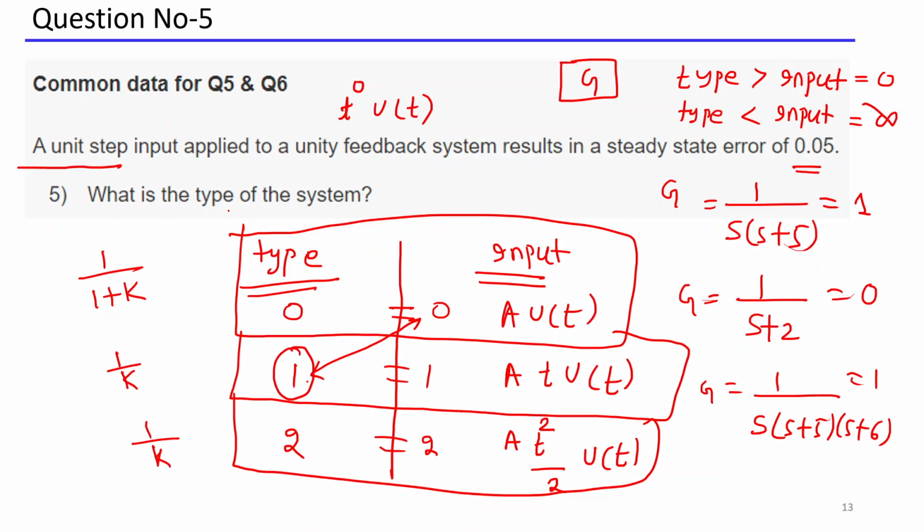So what is the type of the system? The type of the system will be 0, because if 0 matches with 0, then only in that case steady state error will exist. That's why the type of the system is 0.